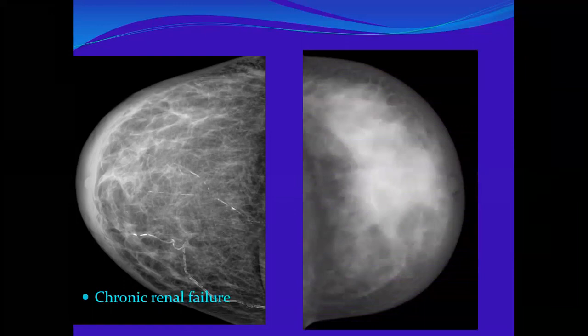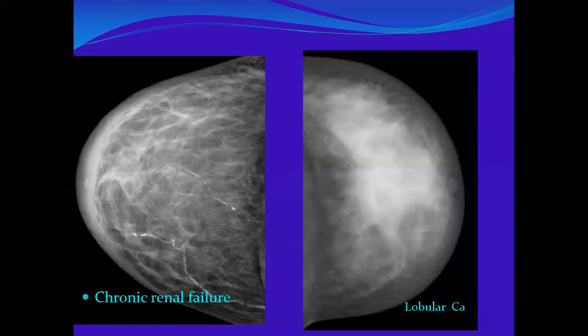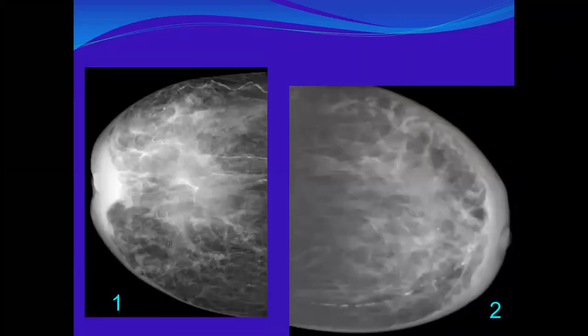And compare it with the one we have seen previously. I think that one is lobular carcinoma. Yes, this is lobular carcinoma, and this is renal failure. Compare the two sides. Look here. This is the whole breast equally. The increased density is faint and equal. While here there is another added density. But this is a case of carcinoma, and this is chronic renal failure.